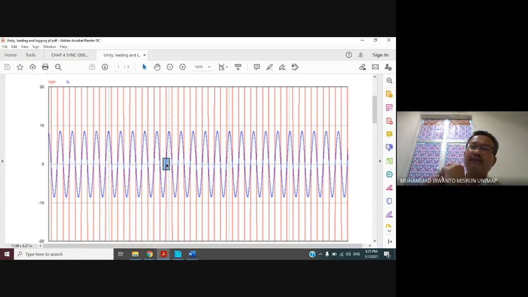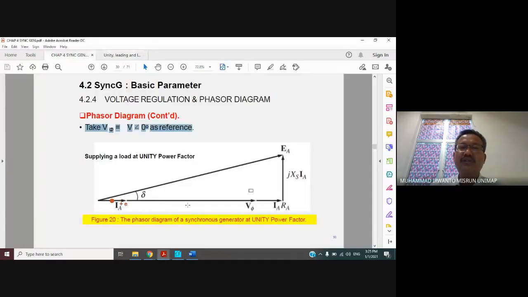After that you can draw. On the answer sheet for Lab 5 part 2, I have decided one point for you to start drawing, for example this one. You decide the scale. First you draw the phase voltage at 0 degree.